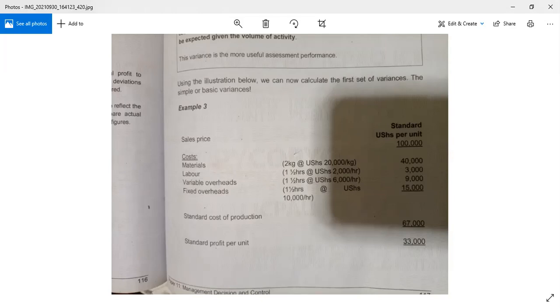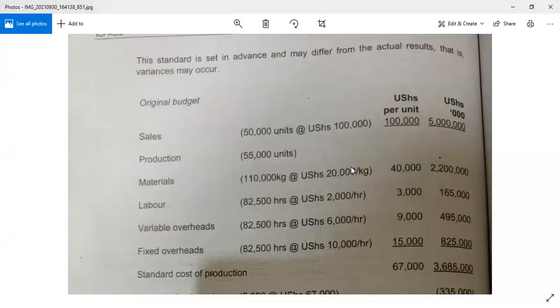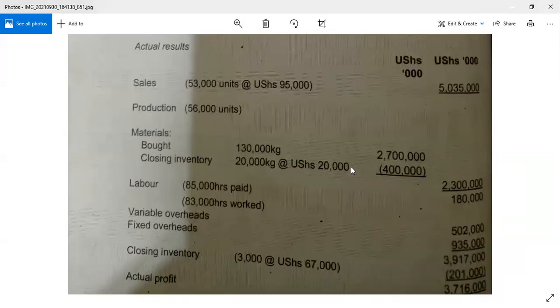Now we are going to see the time that labor took. When you look at this question here, let's move to the actual results. Because we are looking at labor efficiency, they are telling us that labor actually worked 83 hours. So get this 83 hours, subtract it from the 56 times the 1.5, and you're able to get the labor efficiency variance.